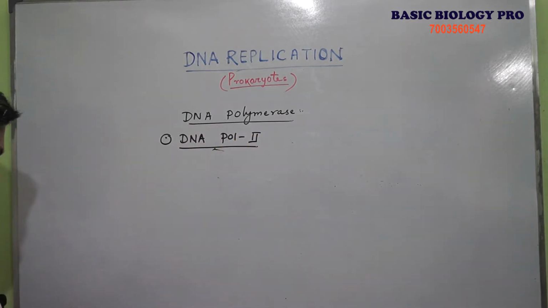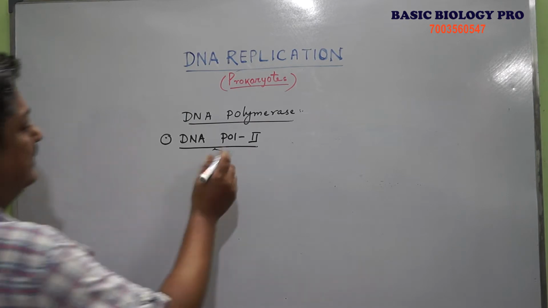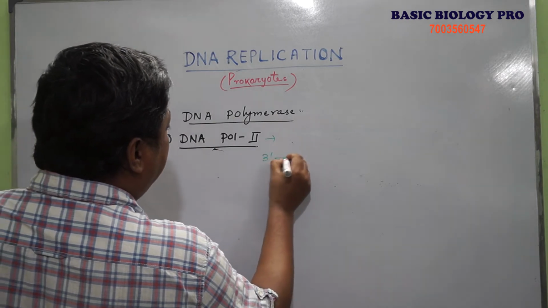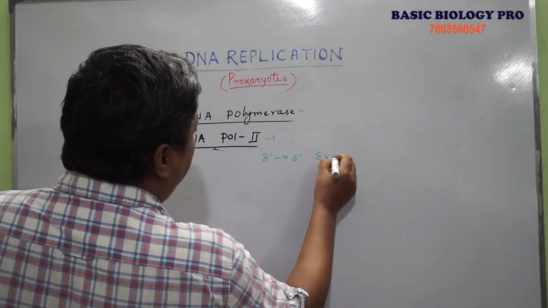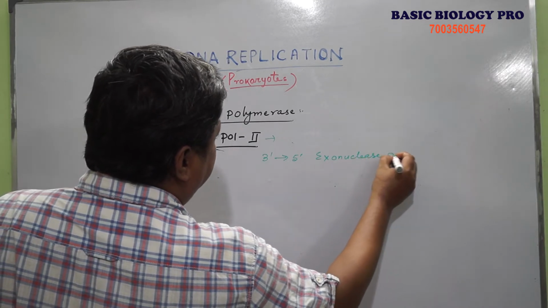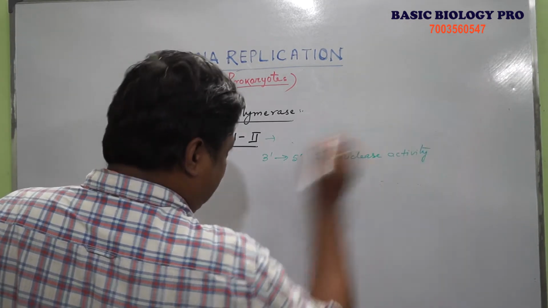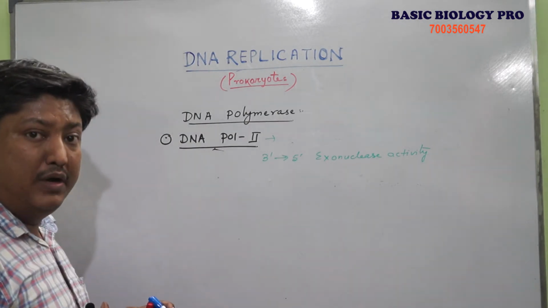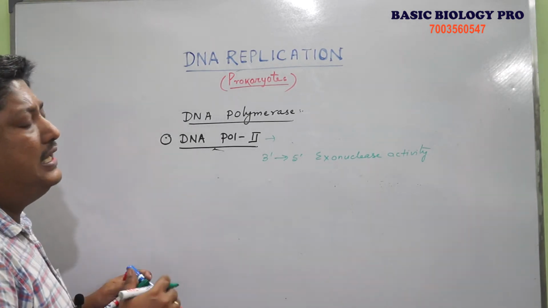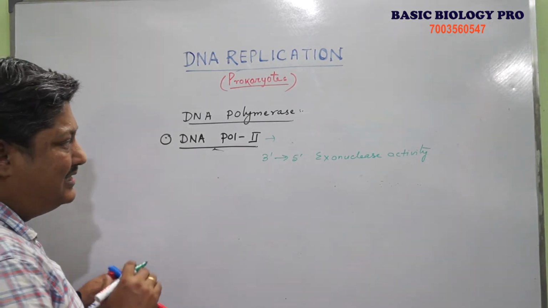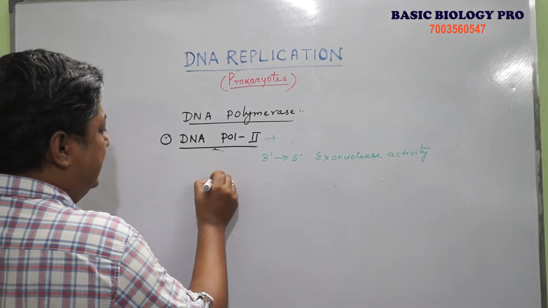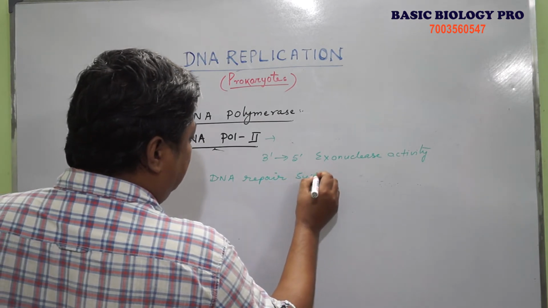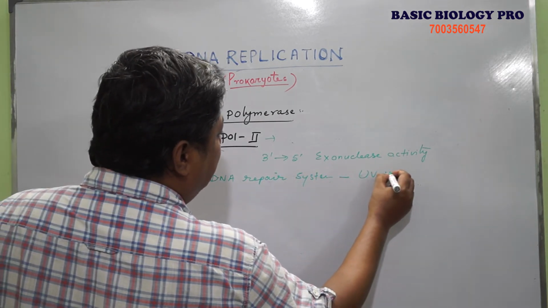Now DNA pol 2 has, similar to DNA pol 1, 3' to 5' exonuclease activity, but it lacks any polymerization ability which is present in the case of pol 1. So this DNA pol 2 is not directly used in the replication process. Rather, it is specifically used in the DNA repair system, mainly the UV induced repair system.